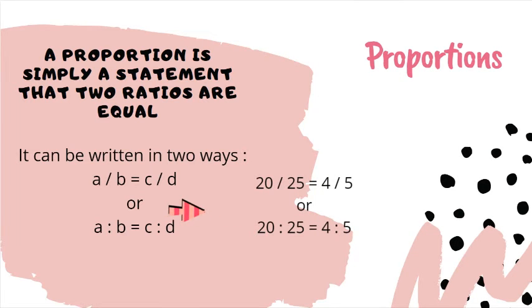Now let's discuss proportion. A proportion is simply a statement that two ratios are equal. It can be written in two ways. As two equal fractions, A over B equal to C over D. Or using a colon, A to B equal to C to D. Example, the following proportion is read as 20 is to 25 as 4 is to 5.